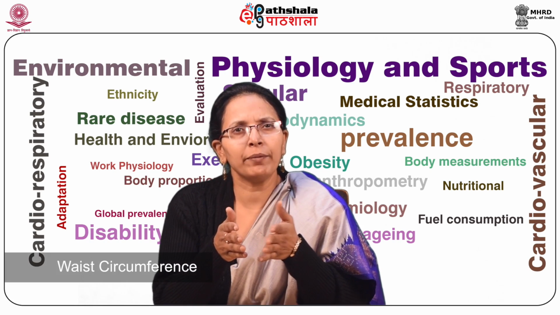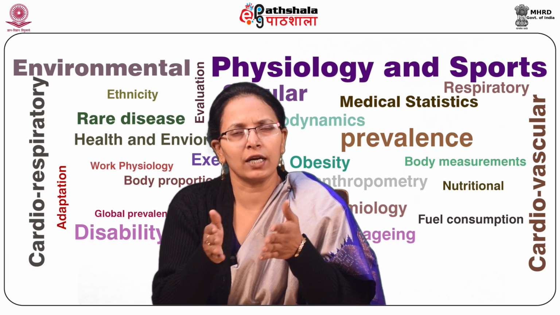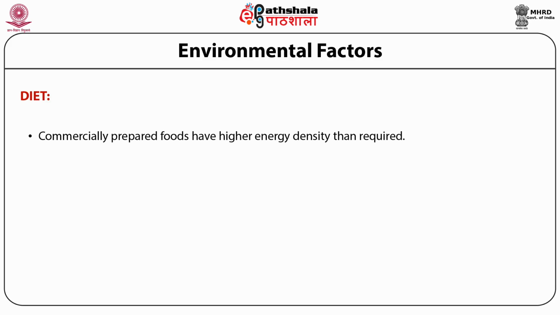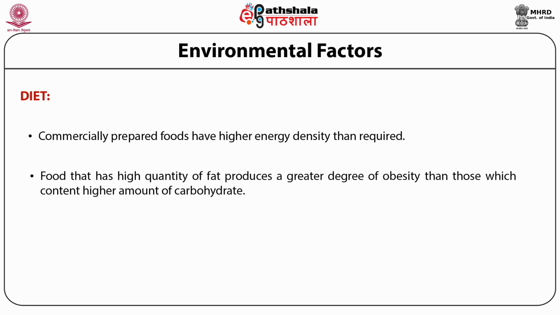Waist circumference can be defined as the circumference around the abdomen. In diet, when the intake of fat is more, it results in obesity. Commercially prepared food has higher energy density than required. Food that has a high quantity of fat produces a greater degree of obesity than those with a higher amount of carbohydrate. Fat produces more calories compared with carbohydrate and protein. Fatty food contents have low fiber and are soft in nature.